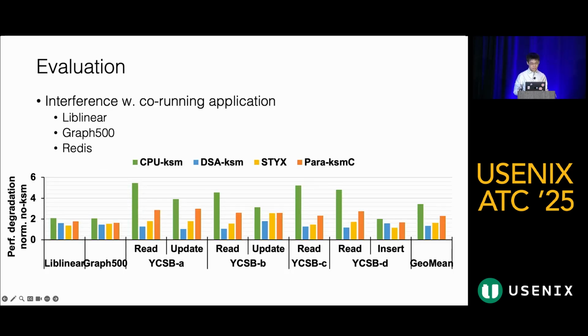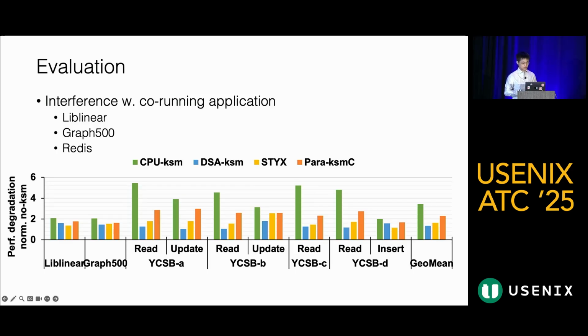So first of all, let's look at the application performance. Here, what we care about is the interference between KSM and the core application. We compare 4 cases here: CPU KSM, where KSM operations are running on CPU directly; DSA-ksm, where we offload operations sequentially to the DSA; and Stacks, which offloads operations from CPU to SmartNIC, but still in a sequential way; and also Para-ksm-C. And here we have 3 applications: liblinear, Graph 500, and Redis.